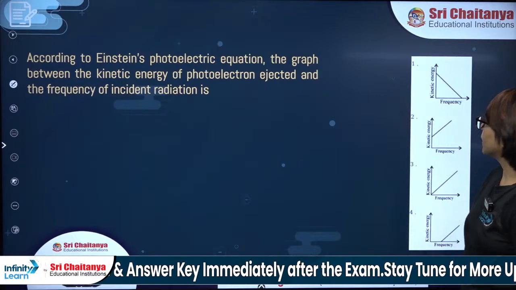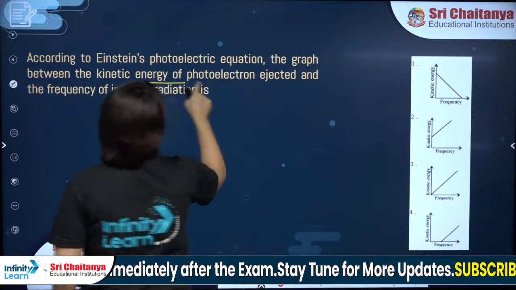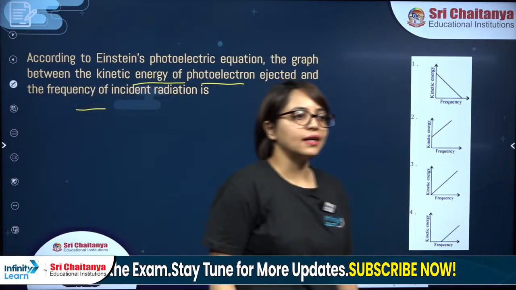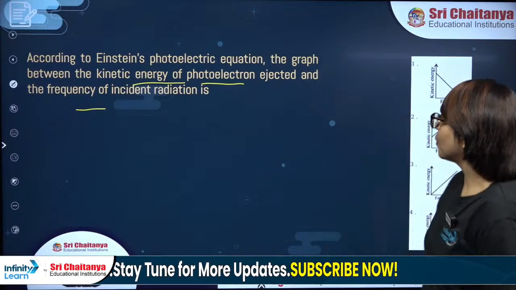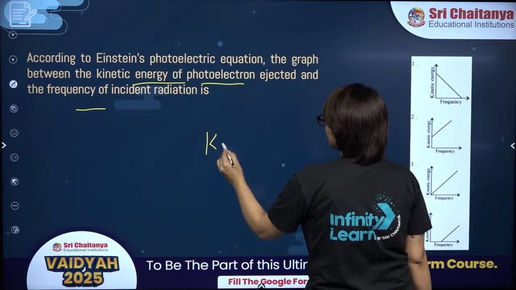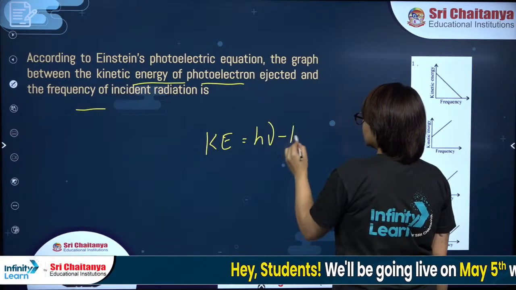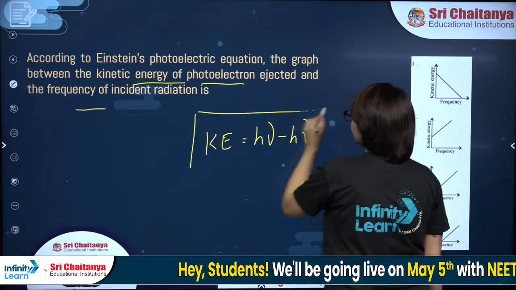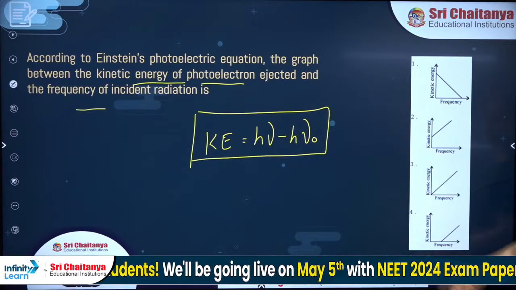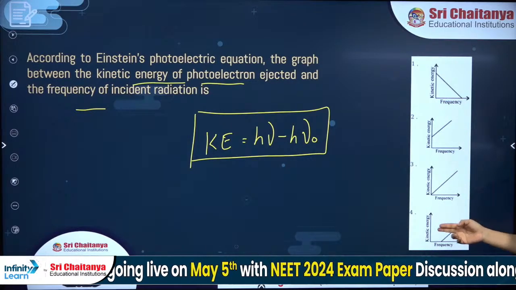Next is this one. According to Einstein's photoelectric equation, the graph between kinetic energy of photoelectrons ejected and the frequency of incident radiation is. Try this one. This is again from modern physics. You have to draw the graph between kinetic energy and frequency. So this is Einstein's equation in terms of kinetic energy, frequency and threshold frequency. So which graph represents this equation? 1, 2, 3 and 4.